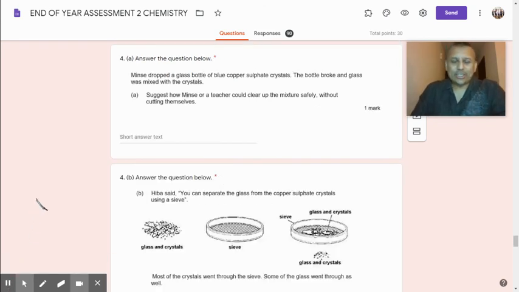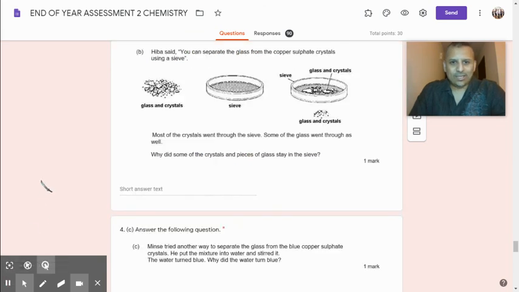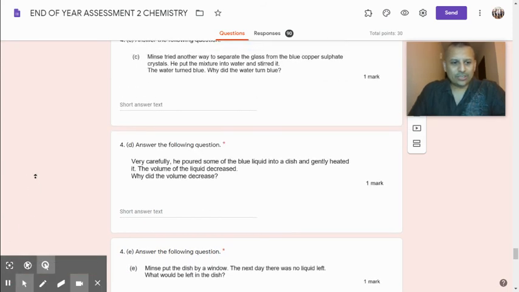Any sensible suggestion? Gloves, or they could use a dustpan and brush or a broom to pick up the mixture, or even they could actually use a pair of tweezers or tongs to pick up the large parts of glass. Hibber's suggestion works because some of the parts of the mixture that you have are too large to fall through the holes of the sieve.